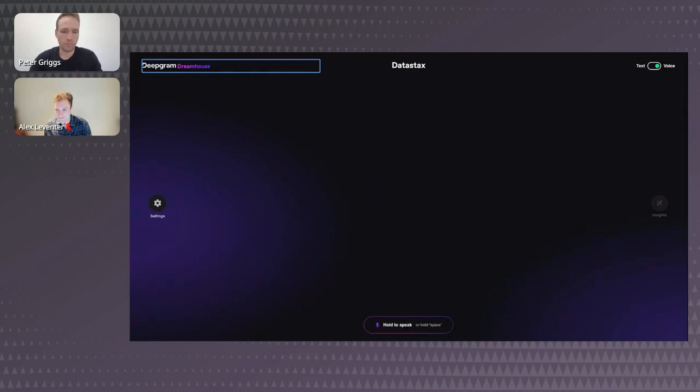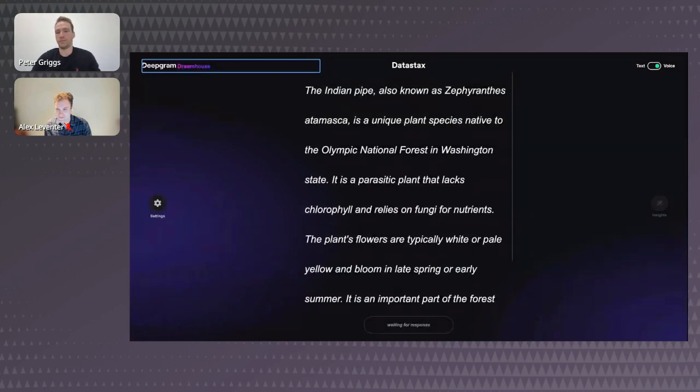The Indian pipe, also known as Saprophyta, is a unique plant species native to the Olympic National Forest in Washington state. It is a parasitic plant that lacks chlorophyll and relies on fungi for nutrients. The plant's flowers are typically white or pale yellow and bloom in late spring or early summer. It is an important part of the forest ecosystem and plays a role in the decomposition process.